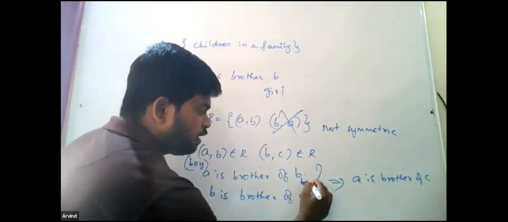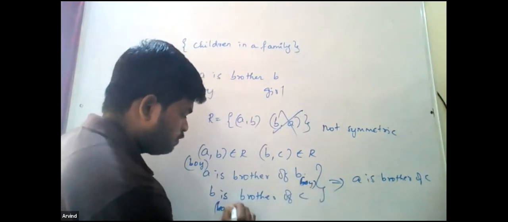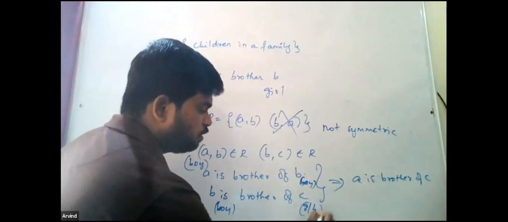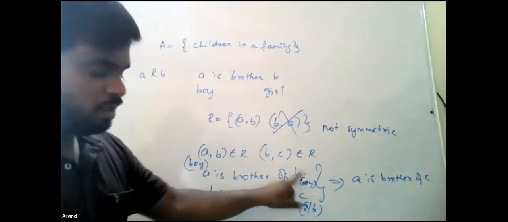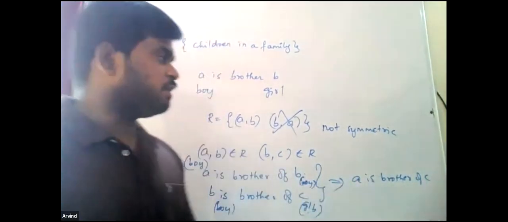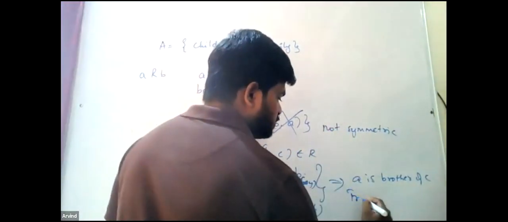So this is also a boy. So all the persons. The C might be a girl or a boy. We don't know. Now, can I say A is brother of B, B is brother of C, can I say A is brother of C? Yes, we can. A is brother of C. So it is not symmetric, but it is transitive.